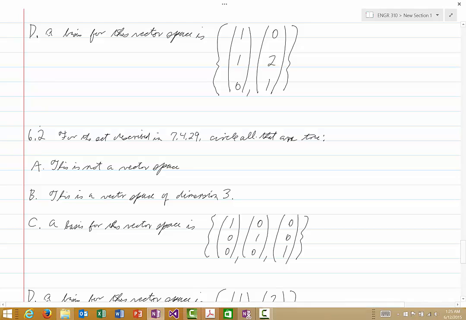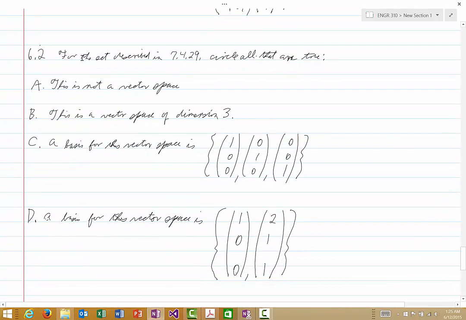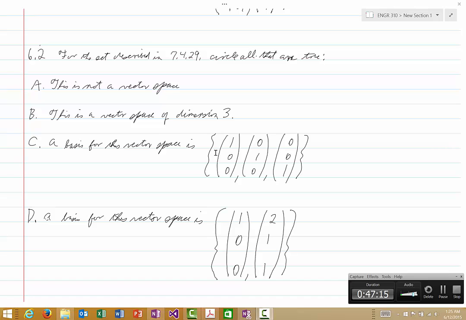And then problem 6.2 is very similar. It says for the set described in problem 7.4.29, circle all that are true. Choice A, this is not a vector space. Choice B, this is a vector space of dimension 3. Choice C, a basis for this vector space is the set consisting of the vectors (1, 0, 0), (0, 1, 0), (0, 0, 1). Or D, a basis for this vector space is the set consisting of the vectors (1, 0, 0) and (2, 1, 1). Those are the two in-lecture problems, and then we will have another problem about this on the quiz, and it will be similar in nature to these two. So that concludes lecture 6, and good luck.